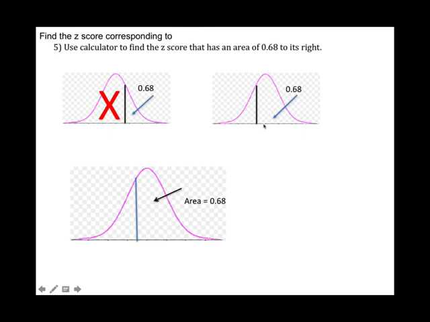Okay, so you have this picture here. Now, we want to find the area from the left first. How can I figure out the area from the left? You could do 1 minus, right? So I'm going to do inverse norm. Area from the left is going to be 1, the total area, take out the 0.68. Use the calculator. You're going to get negative 0.47.